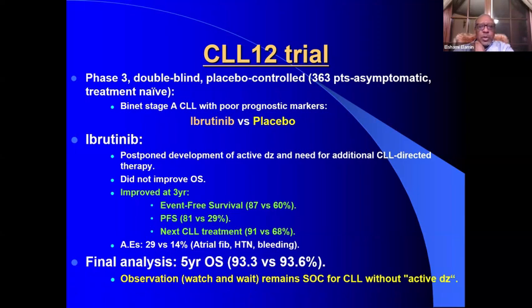Final analysis, 5-year overall survival: the observation remains a standard of care. So with this study, after the approval of ibrutinib, I don't think it's approved based on this, but it was approved at that time. But we found out actually watchful observation is a standard of care for CLL without active disease. So no active disease, just CLL, still the standard of care is not to treat, watchful observation.